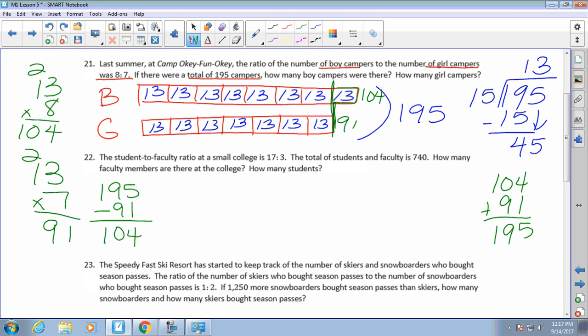It says how many boy campers were there and how many girl campers. So you would write there were 104 boy campers and 91 girl campers.